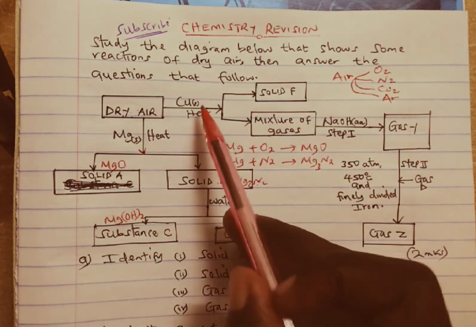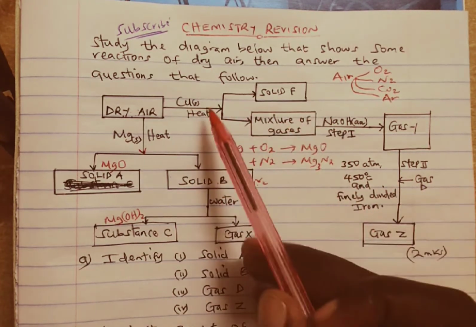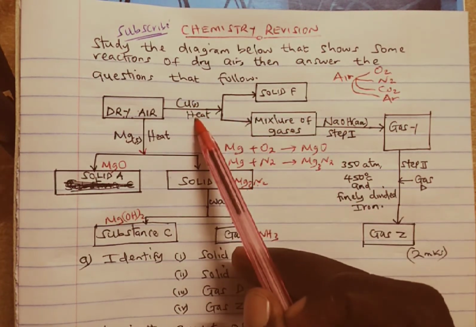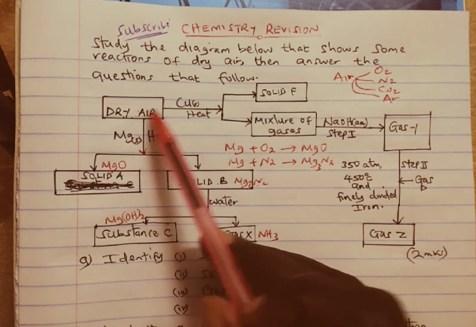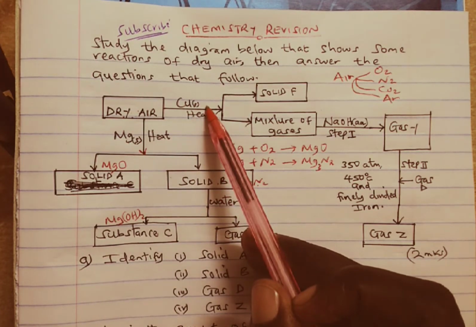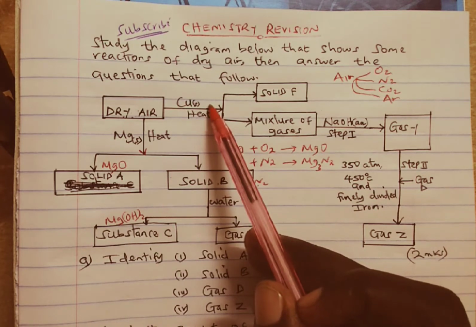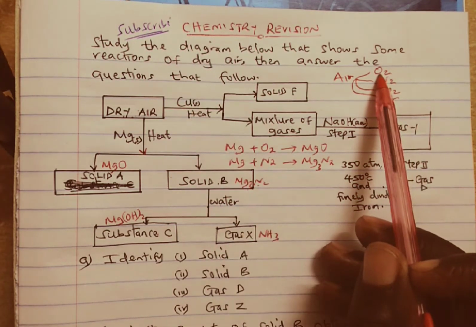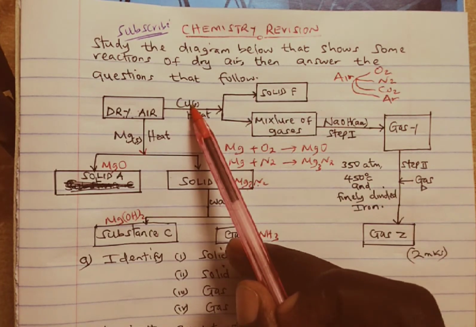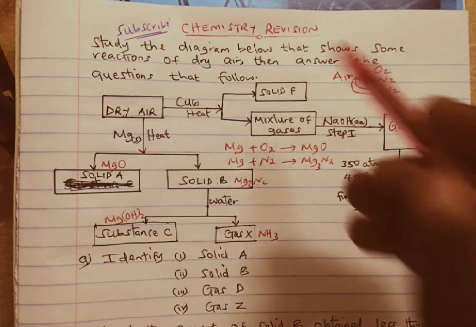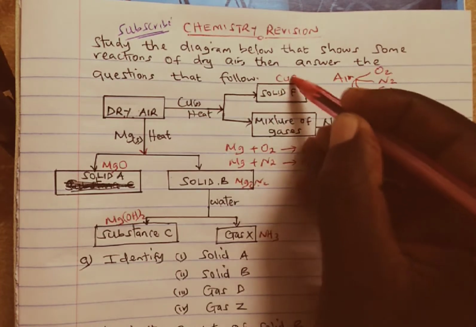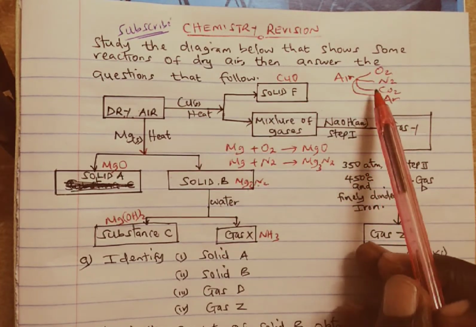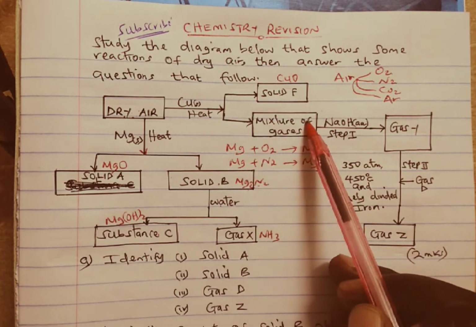Let us also go to this other direction. We have heated copper metal combining with air, and remember, air being a mixture of gases, there is only one component of the air that combines with copper, and that is oxygen. So copper reacts with oxygen to form copper 2 oxide, which is solid F. Then of course now we have a mixture of gases.